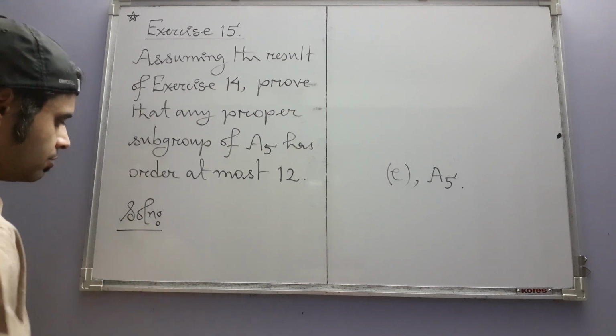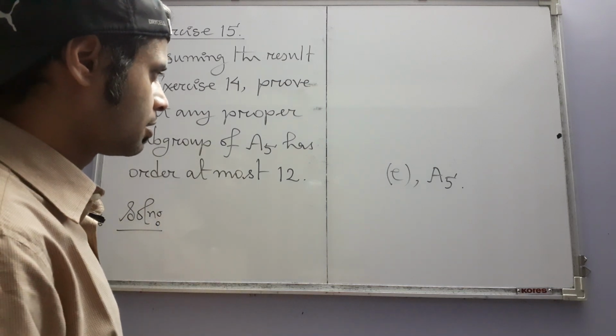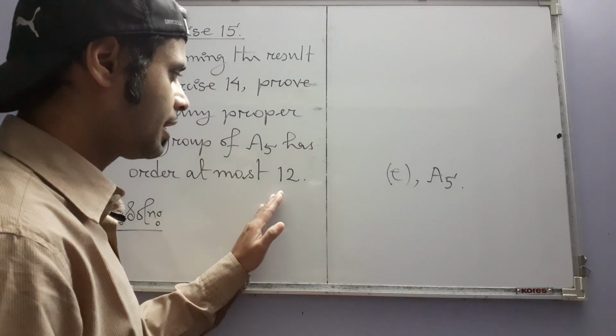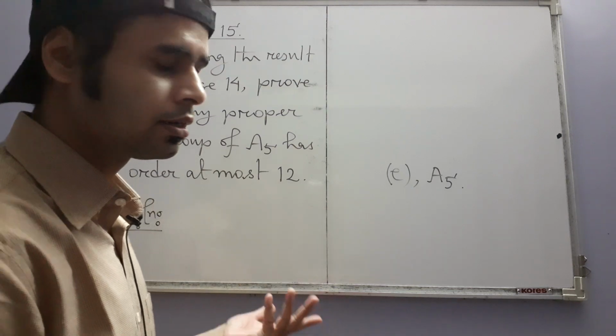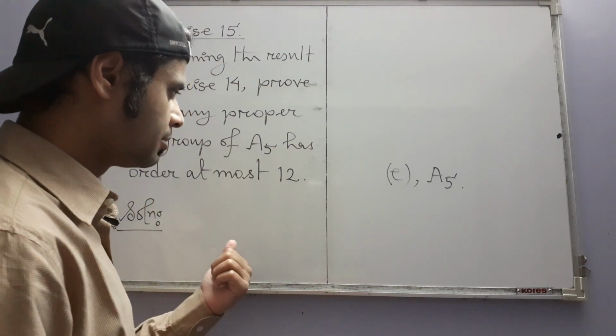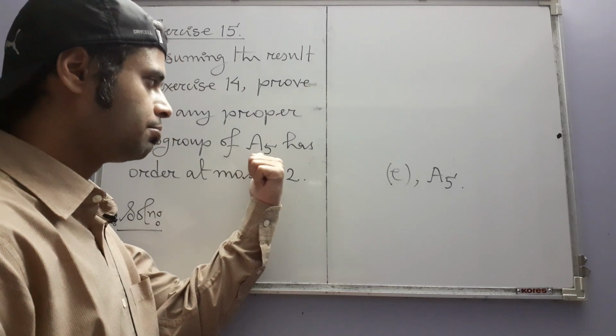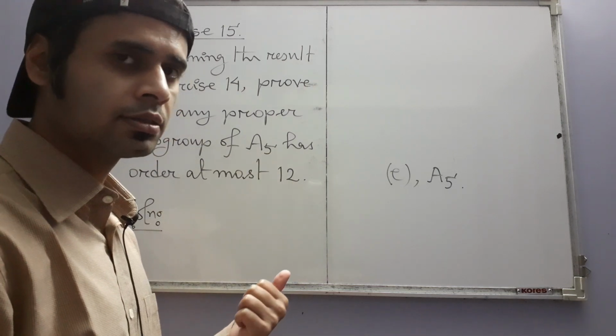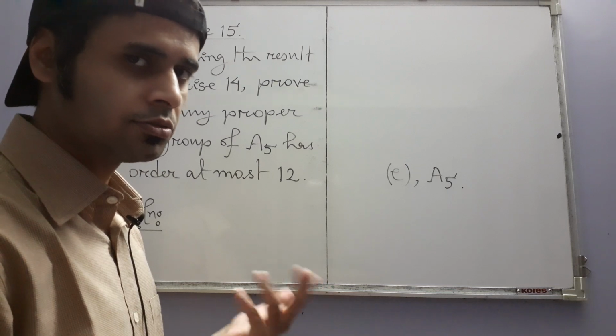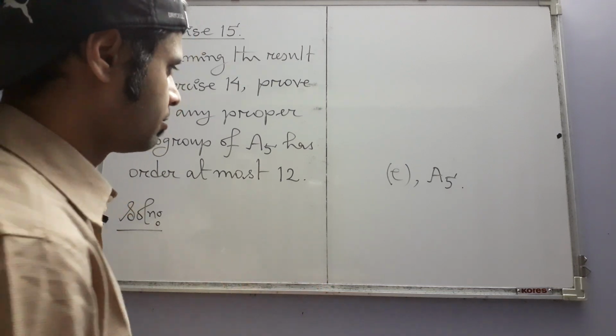So we are going to suppose the exact opposite to what is being claimed here, namely that there is in fact a subgroup in A5 whose order is strictly greater than 12, and then we will derive a contradiction somehow.